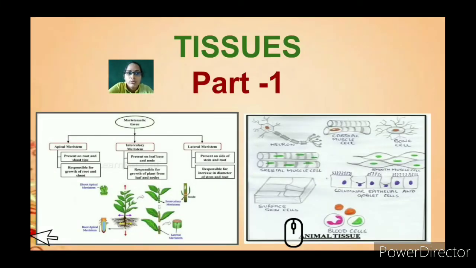I hope you all are doing well. In this video, we will understand what a tissue means and how it is going to be different with respect to plants and animals. So we'll start in this session with respect to the plants. Before that, we'll understand what a tissue is.